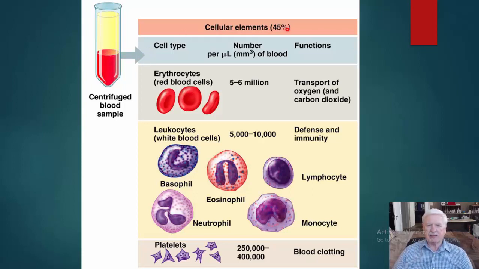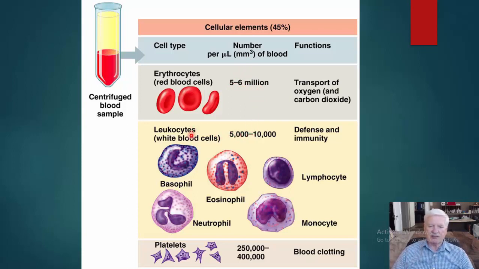The cellular elements generally make up about 45% of the volume of blood, and the erythrocytes, or the red blood cells, are by far the most numerous. There's 5 to 6 million of them. They're all the same, because their function is to transport oxygen and carbon dioxide. We come to the white blood cells, and they're much less numerous. There's thousands per unit, whereas there's millions per unit. The unit is a cubic millimeter. There are millions compared to thousands.